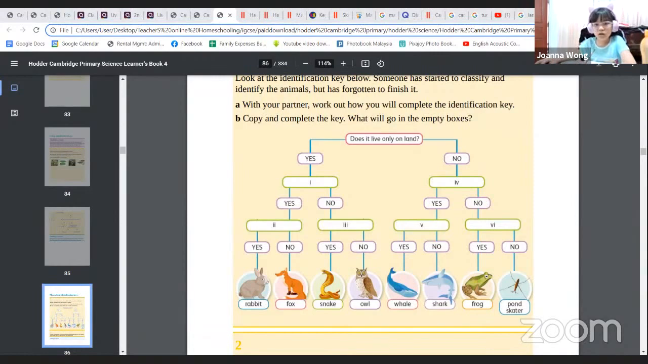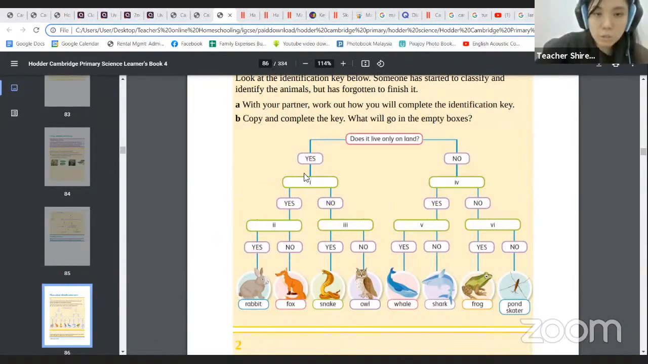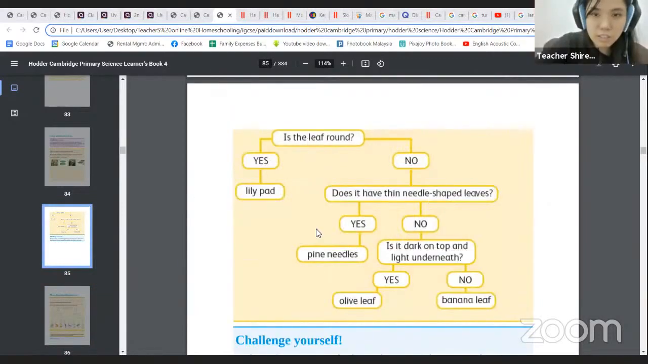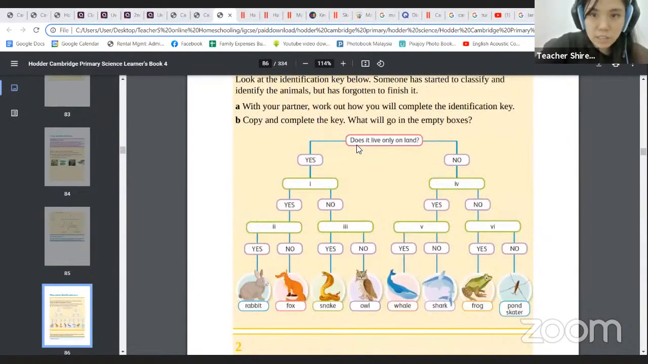Teacher, is it the column only to write the animal name? No, this is for you to ask the question. Just like this. Does it have thin needle? Is it round leaf? So the first question they ask, does it live on land? Yes, this is land animal. So what differentiates this group and this group? This group, what are the similarities they have? What do these two have in common and how are these two different?